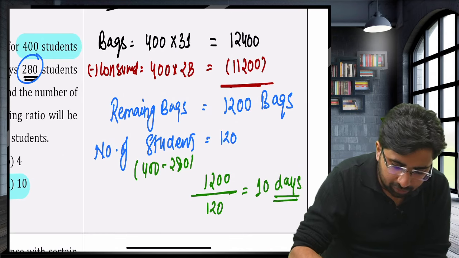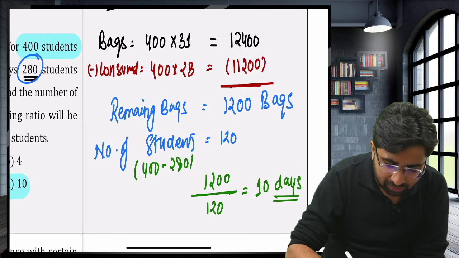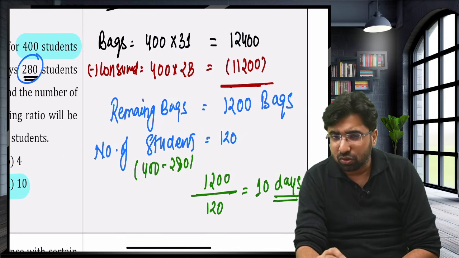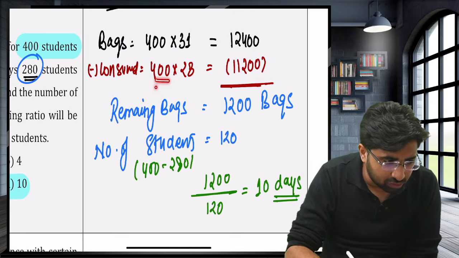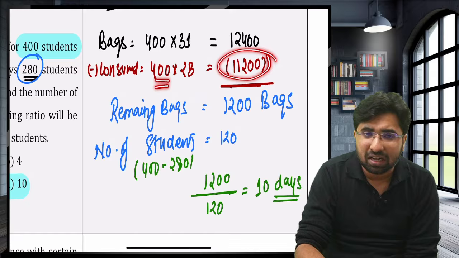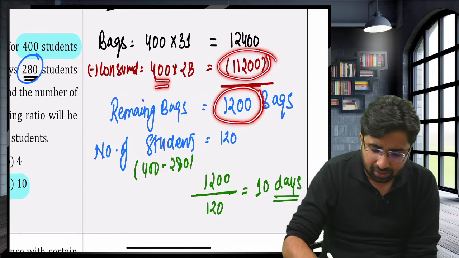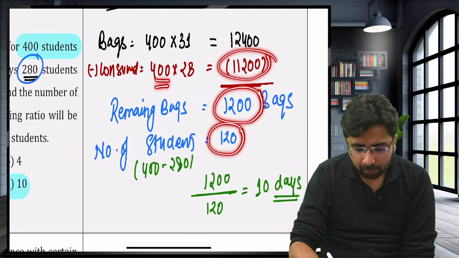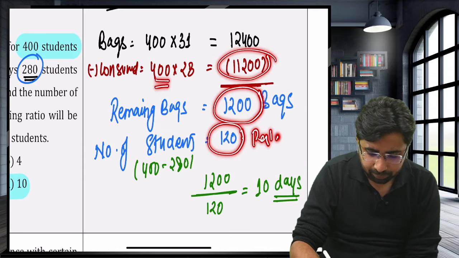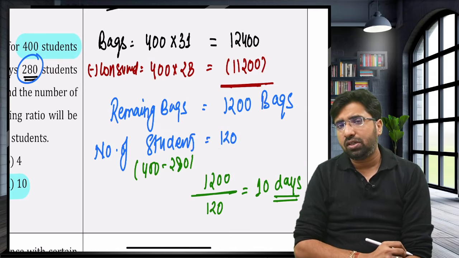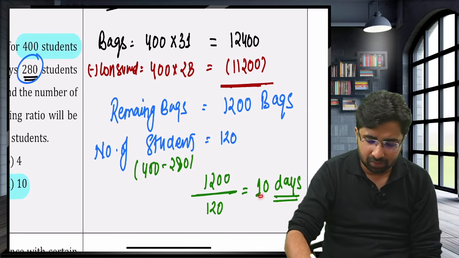This many bags were there. After 28 days, 280 left. It means till 28 days, the entire 400 students have consumed. So this many bags are consumed, this many bags are left, this many students are left. Per day consumption will be this much. So how many days are left? 1200 divided by 120. This many days are left.